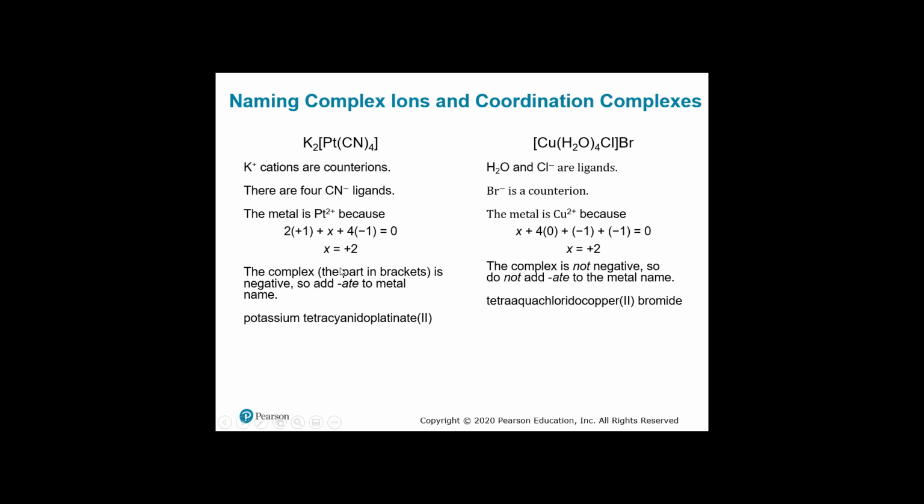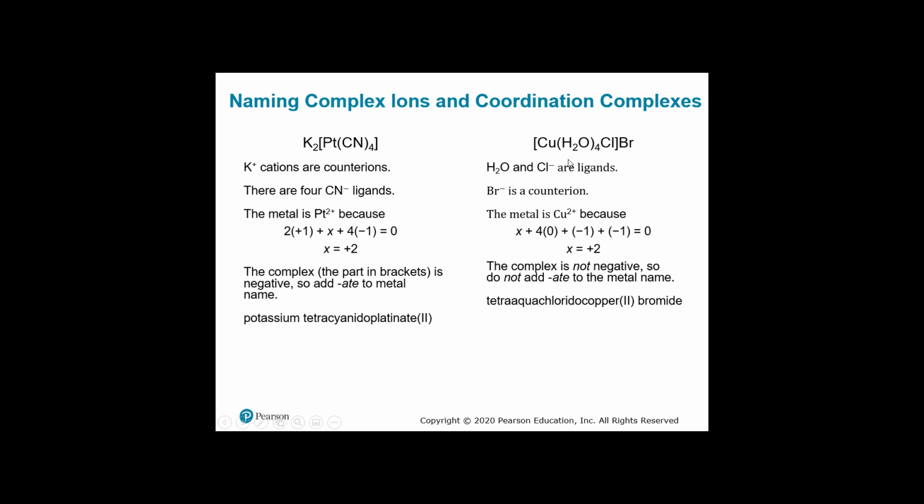The complex, the part in brackets, is negative. So we add the ate to the metal. Why? Because we needed 2 counter ions that are positive to make this a neutral molecule. If we didn't have them here, you would see that this is overall a negative. We know that this metal is a +2, but we're looking at the whole overall complex, and that is negative. So that's where the +1 counter ions come in to make this neutral.